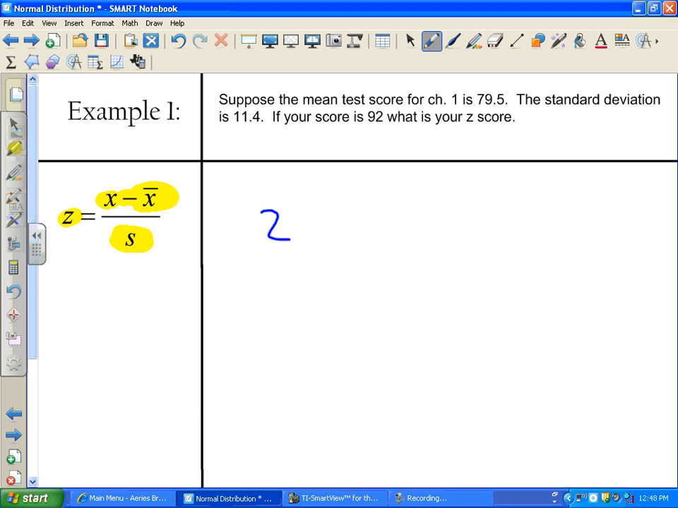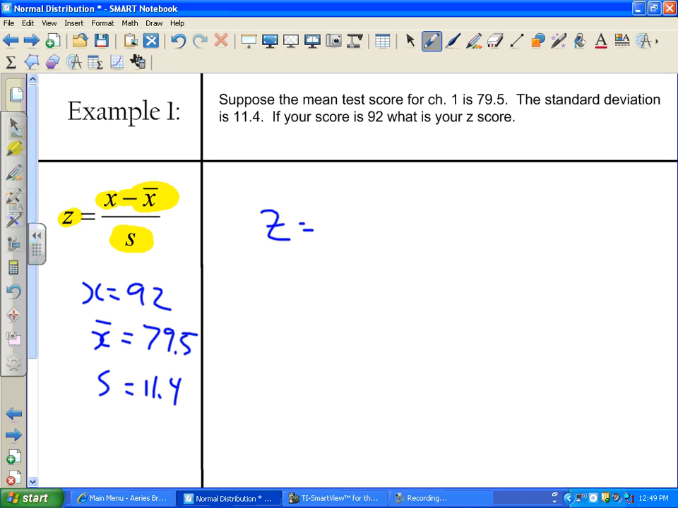Plug things in correctly. In this case, you should realize that your score was X. That's the actual data point. The average, or the mean, is X bar. That is 79.5. And the standard deviation is 11.4. Very formulaic, very much plug and chug.